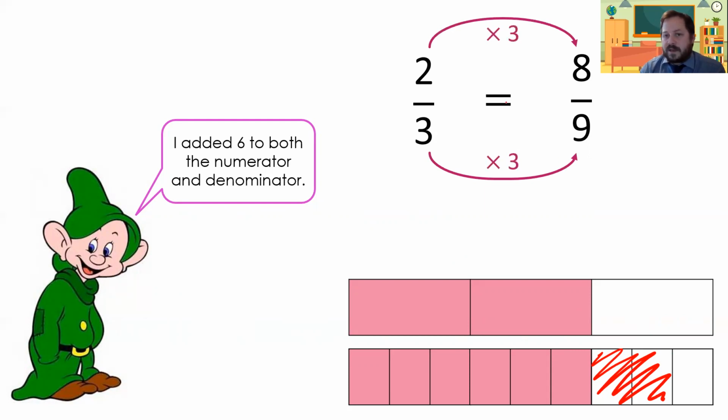So the equivalent fraction would actually be, we have to times this one by 3. We have to times the top by 3. 2 times 3 is 6. And you can see that with our diagram down here as well.